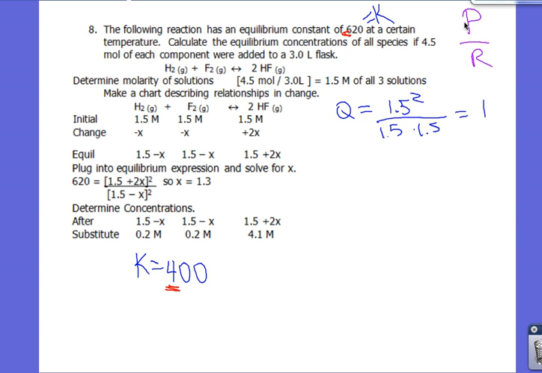Calculate the equilibrium concentration of all species if 4.5 moles of each component were added to a 3-liter flask. So they all start off at 4.5 in a 3-liter flask. So each one of them starts off with 1.5 molar. 1.5, 1.5, 1.5.